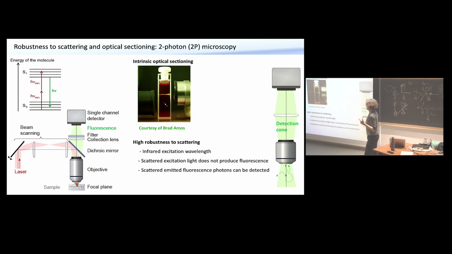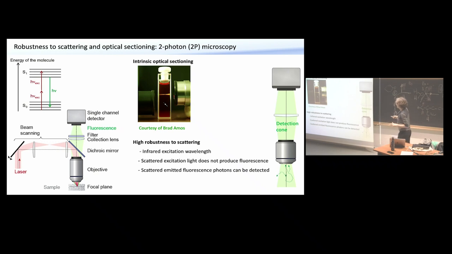Another advantage is that scattered excitation photons, even if they don't reach the focal plane, will not create fluorescence, because they will be too weak. And last, and maybe the most important advantage, is that you know the signal is coming from the focal plane, because this is the only place where light is emitted. So even if the photons are scattered on the way back, you can collect them, and you know where they are from.